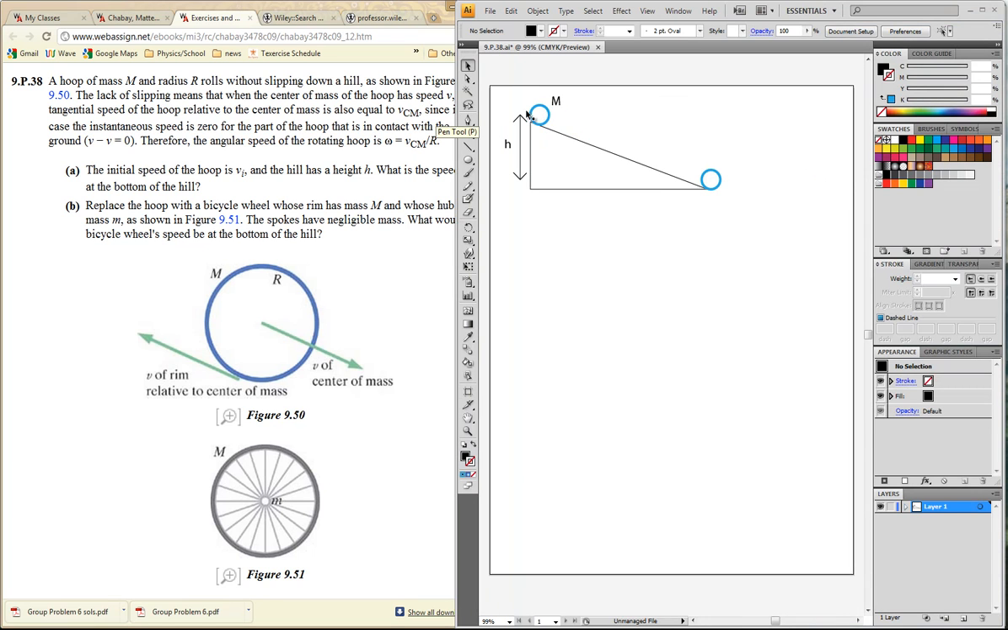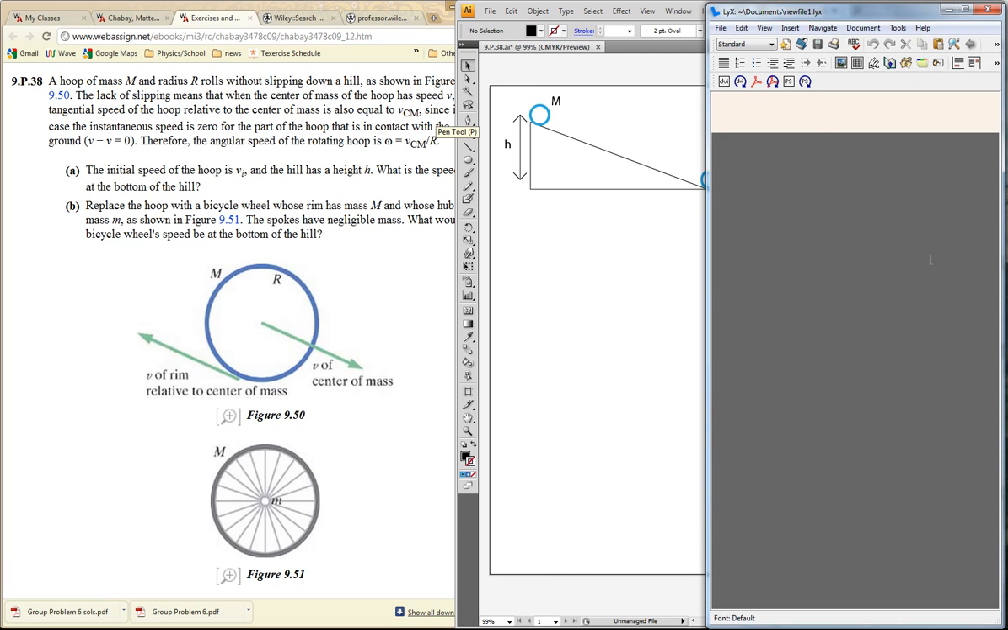So here's our picture. It's pretty simple. We've got the hoop rolling down a hill. If this were simply an object sliding down a hill, it would be a lot easier because we wouldn't have to take rolling into consideration. But since it does roll, we need a kinetic energy term for rolling. Let's see how we can set this up.